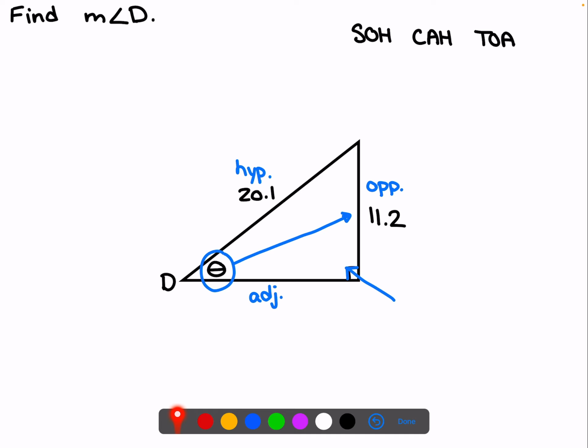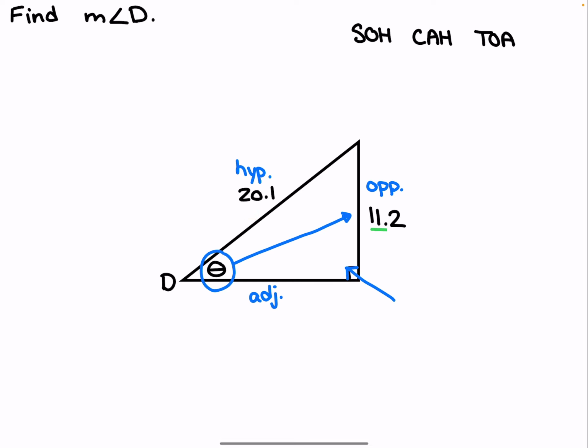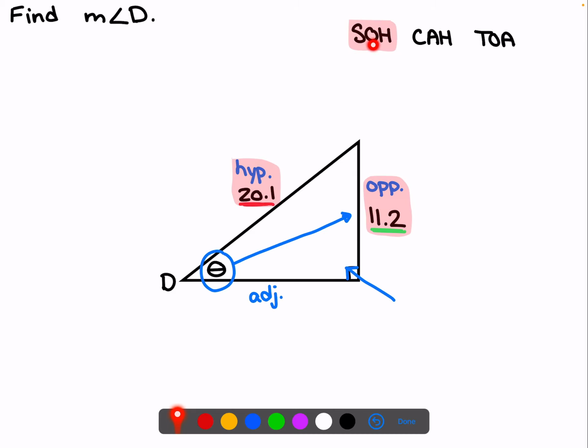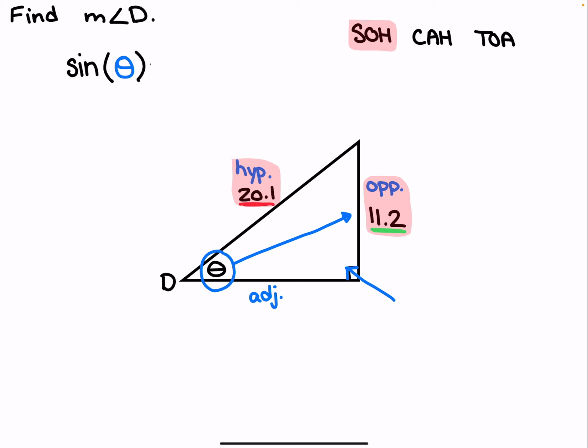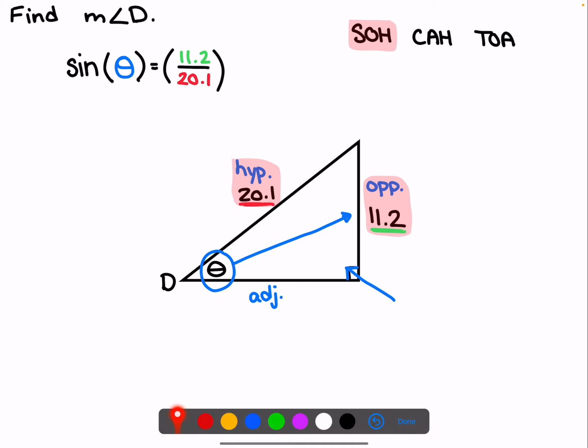So which trig function uses opposite and hypotenuse? Sine. So sine is equal to opposite over hypotenuse. Therefore, we're going to use the sine function. This will give us sine of theta is equal to 11.2 over 20.1.